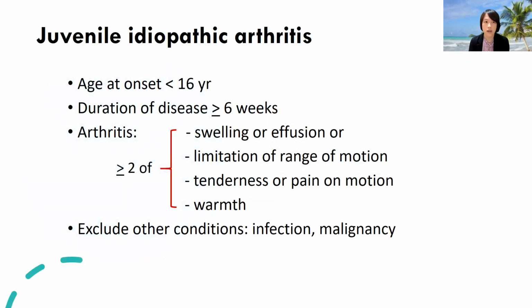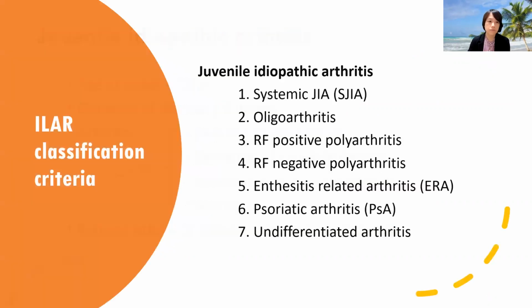As we know, to diagnose juvenile idiopathic arthritis, the patient should be less than 16 years of age and should have arthritis for more than 6 weeks. And the most important one is that other conditions, especially infection and malignancy, should be excluded before diagnosis.